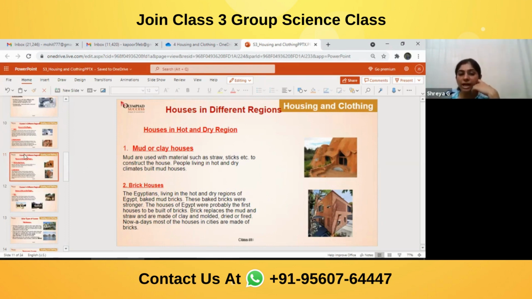And so two types of houses we have seen in cold regions. One is igloo and the wooden house, and in hot and dry regions we have seen mud and clay houses and brick houses. Clear? Yes, Meera.